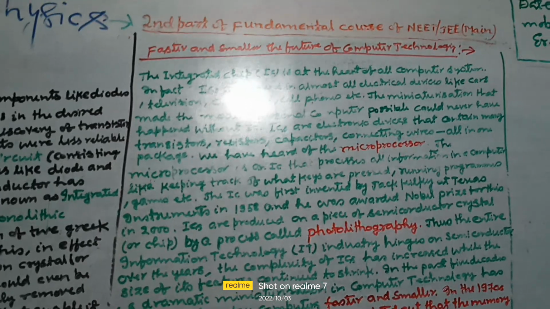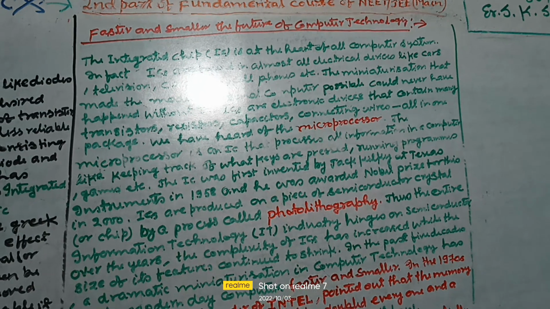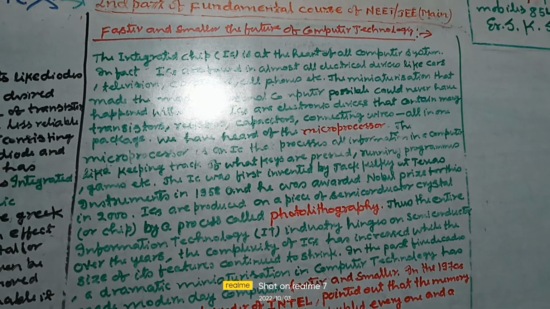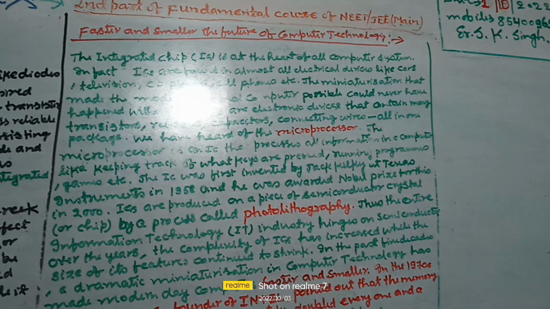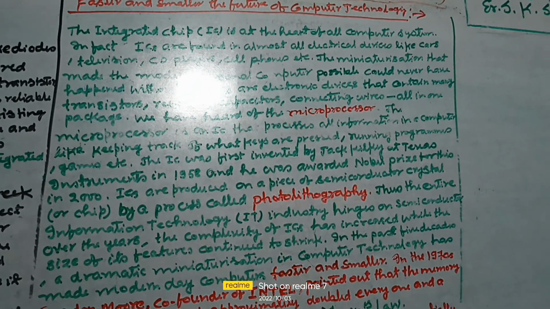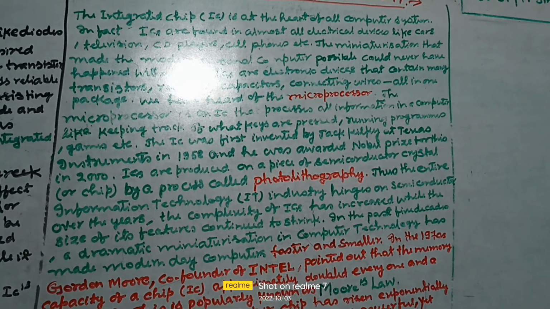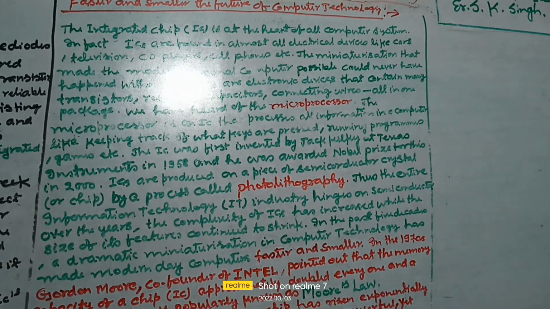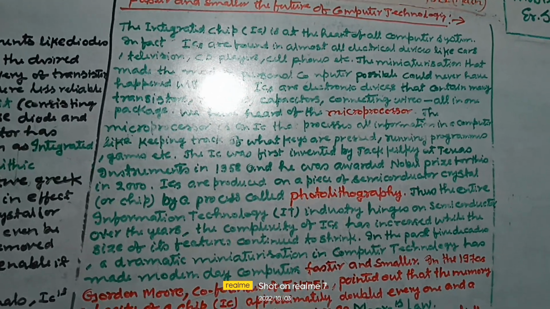We have heard of the microprocessor. The microprocessor is an IC that processes all information in a computer, like keeping track of what keys are pressed, running programs, games, etc. The IC was first invented by Jack Kilby at Texas Instruments in 1958, and he was awarded the Nobel Prize for this in 2000.